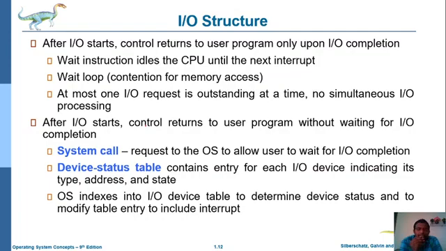And another methodology is that once IO was started, control to the user program does not wait until completion of the current IO execution. So these are the two things. One is waiting until completion of the currently processing IO. Another method is that it doesn't wait for the currently processing IO, so it immediately starts its instruction execution. So these are the two kinds of structures used in IO.